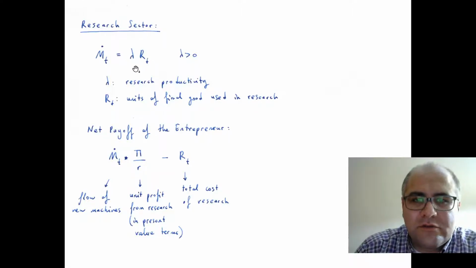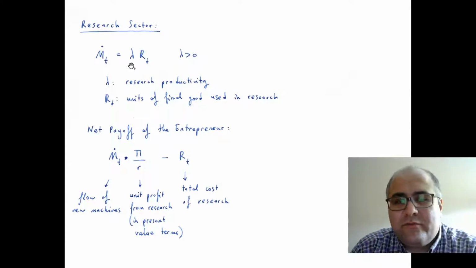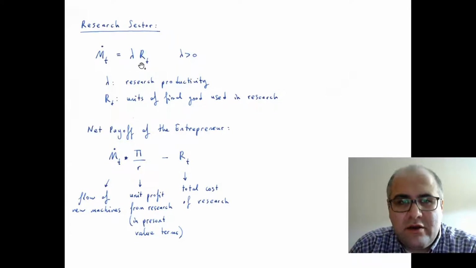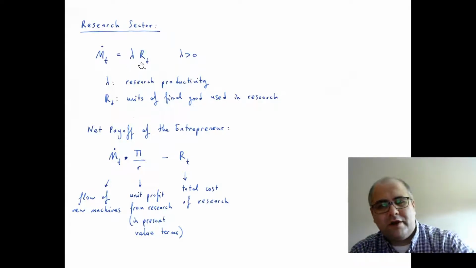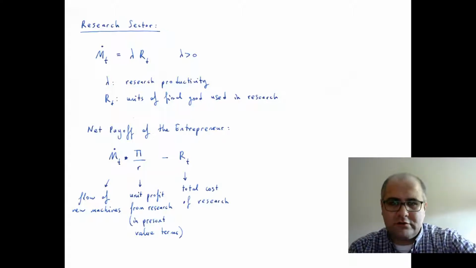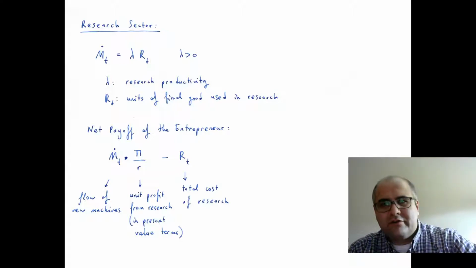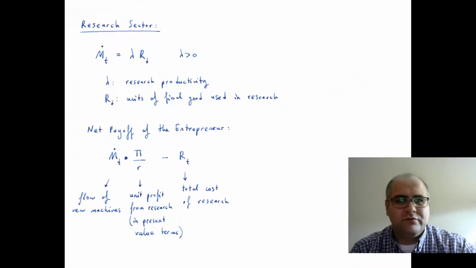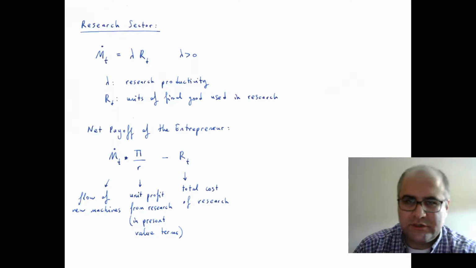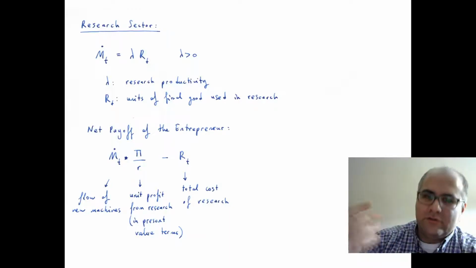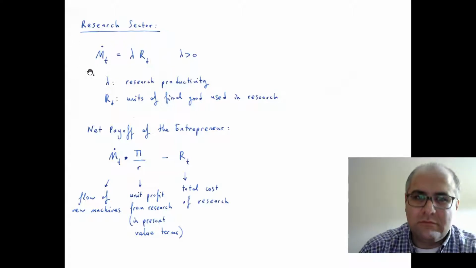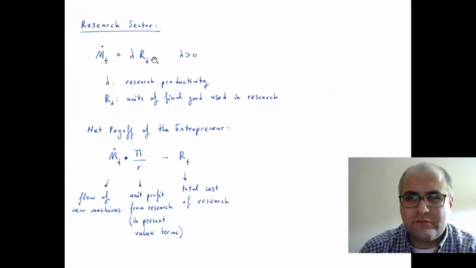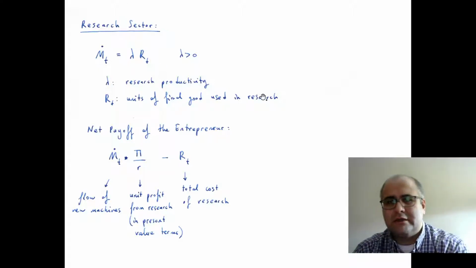New complicated stuff about science and technology, etc. And that depends on two things here. Lambda is some fixed research productivity, and R_t is the total units of the final good that is used for research. Okay, so we take a great shortcut here and assume that we only need to spend the money, right? So there's no labor input requirement or some other stuff. We just spend the money. That money, through this pretty abstract knowledge production function, translates into new research.